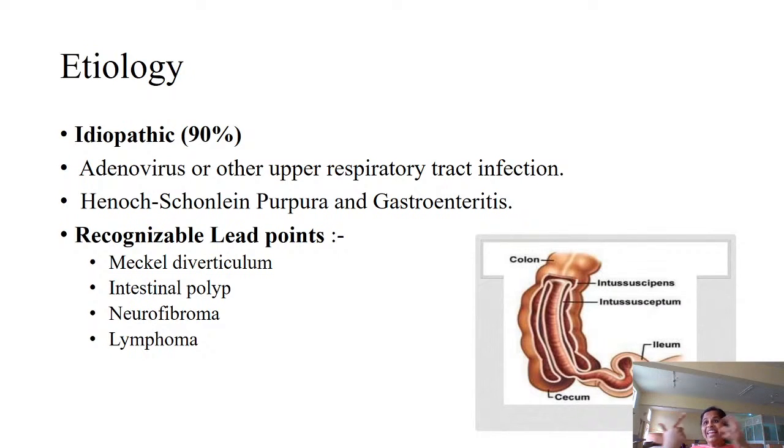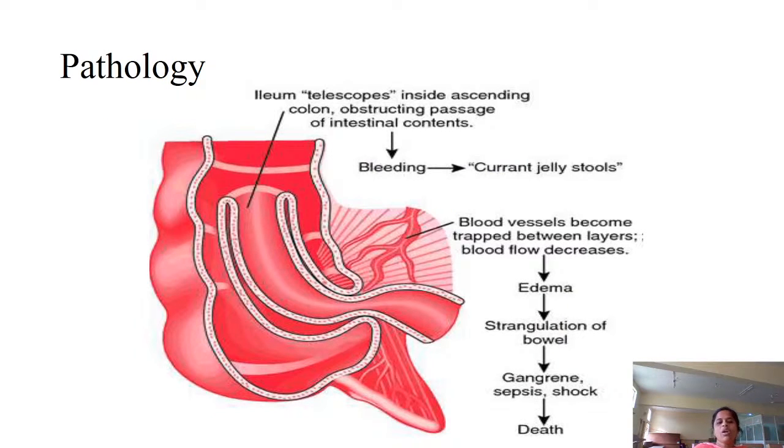So it acts as a leading point because there is an unevenness. It acts as a leading point, and that is why Meckel's diverticulum, any intestinal polyp, neurofibroma, lymphoma, all these are lead points that will result in intussusception. So when the ileum telescopes inside the ascending colon, obviously there is obstruction. So the obstruction of the passage of contents is going to be there. Whenever there is obstruction, there is bleeding, and currant jelly stool is formed because of the bleeding.